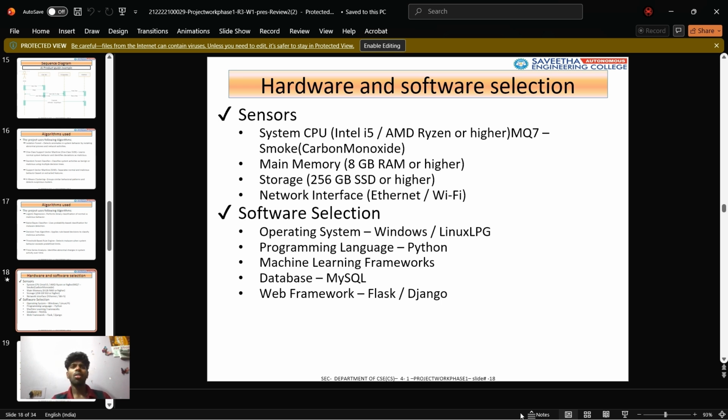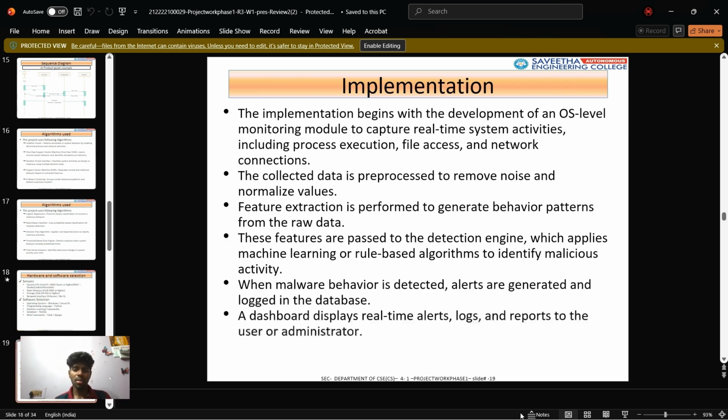Then let's talk about selection, like the operating system, like anything such as Windows or Linux. The programming language is definitely Python, and we have used machine learning frameworks, the database is MySQL, and the web framework is Flask or Django. So this was the hardware and software selection.